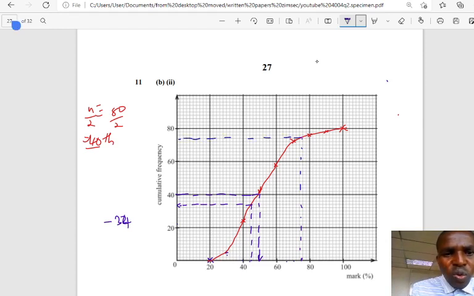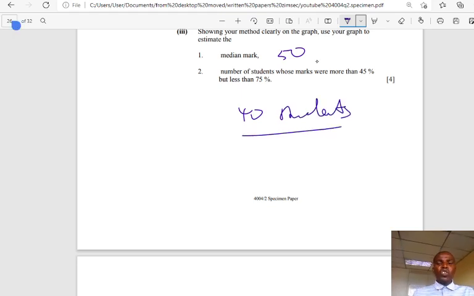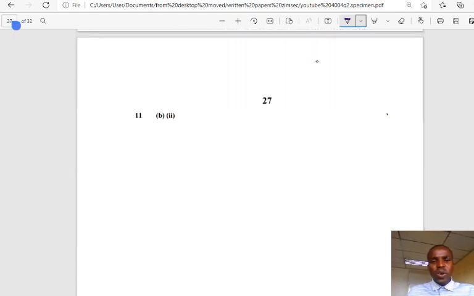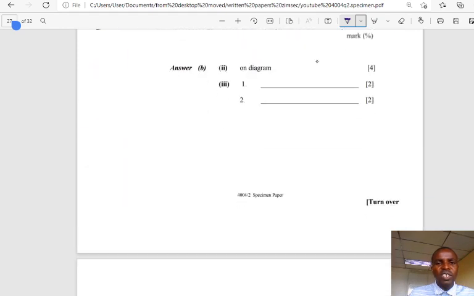You do this with your ruler. It's an estimate, right? What's the number here? It's 62, 4, 6, 8, 70, 72, 74. So it's 74 minus 34, you get 40. So there are about 40 students. You have to show all these lines on your graph. These lines that I was putting, you have to show them on your graph. And those arrows, you have to show them on your graph.